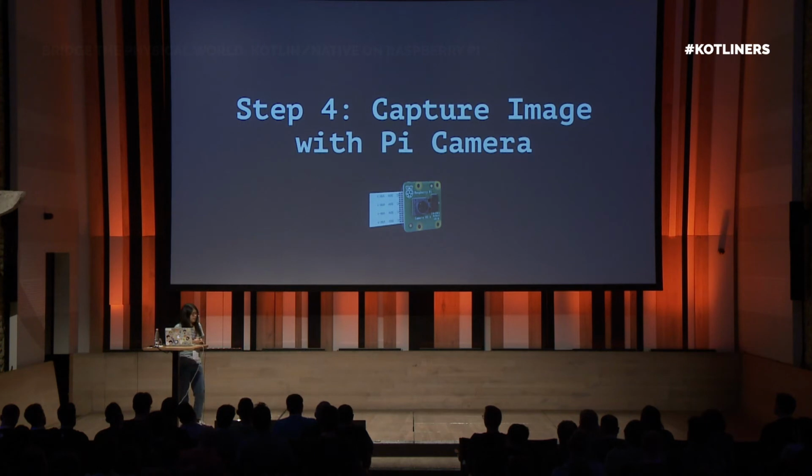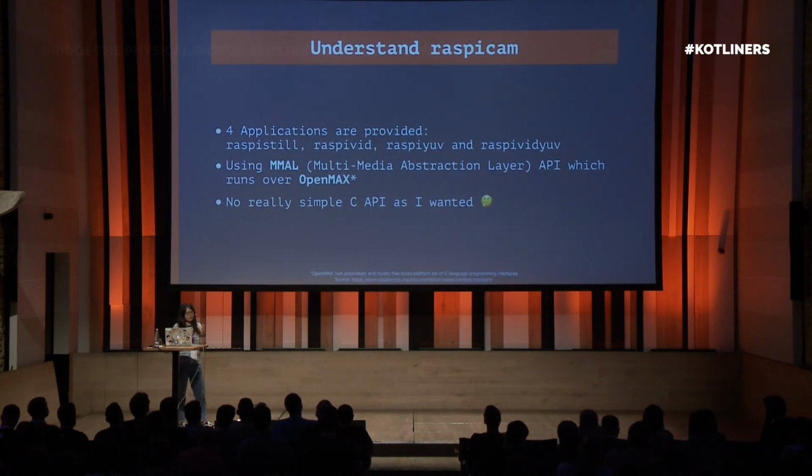And now I have to take photos. How do I take a photo with a Raspberry Pi? You have to use a camera module. So I bought a camera module which costs around 25 euros, and it's version 2. First, you have to understand how a camera module works on a Raspberry Pi. There is a whole universe of it. There are different applications already available for Raspberry Pi, and they're using MMAL, which runs over OpenMAX. All those are super obscure, low-level abstractions and APIs. If you've never done low-level stuff before, it's going to be hard to understand, and hard to exploit directly. And I didn't really find the simple C APIs that I wanted.